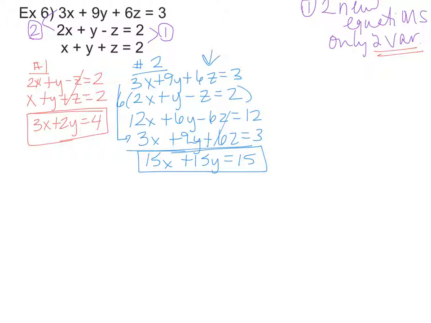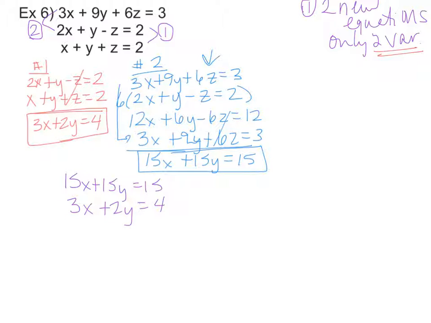Now we put these two together. So I have 15x plus 15y is equal to 15, and 3x plus 2y is equal to 4. Now, of these two choices between x and y, which one do we want to eliminate? Yeah, that's what I would do. Totally go with those x's.